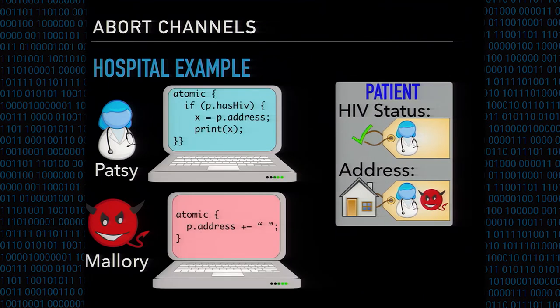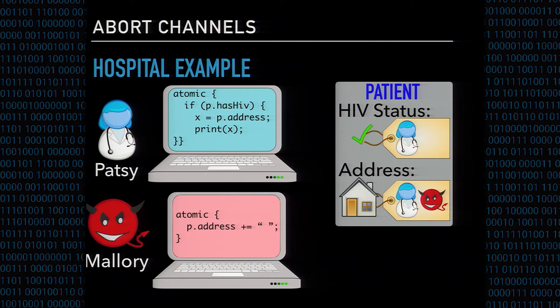The database, Patsy wants to assemble a list of patients with HIV, and specifically the mailing address of each. For each patient, she runs a transaction which checks if the patient has HIV, and if they do, reads the address and prints it. However, Mallory wants to learn if patients have HIV, something she's not permitted to know, but Mallory is devious. For each patient, Mallory runs a transaction in which she makes some minor update to the patient's address. In this case, she adds a space at the end. She runs her transactions as best she can at the same time as Patsy's.